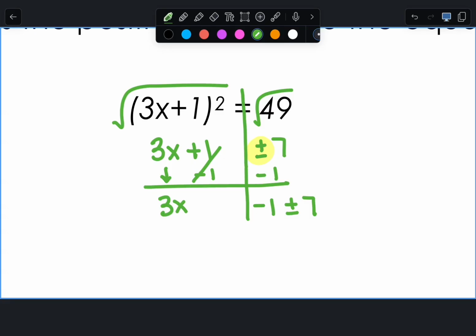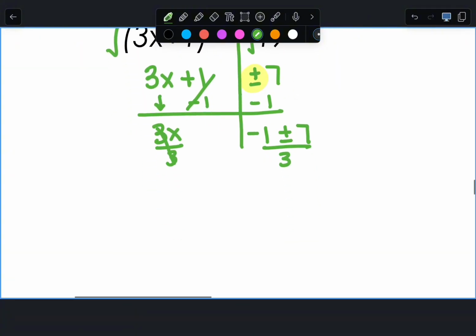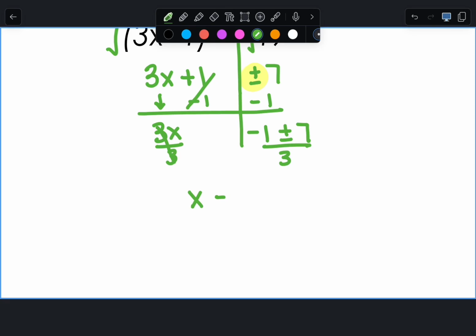Does anybody know what the next step would be? Divide by 3. You get x is equal to -1 plus or minus 7 over 3. I'll let you guys catch up. What would be the solution to this?